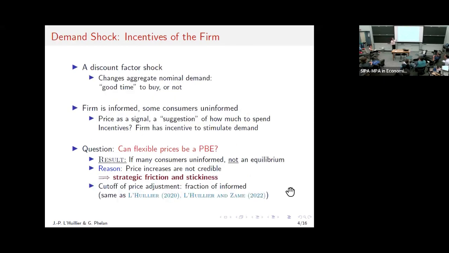Because remember, the idea here is the firm has more information, right? The question is, can the firm stimulate demand? The firm wants to do that. The firm knows more about the aggregate shocks. And so the firm knows, so to speak, that there's inflation elsewhere. And the firm tells me, look, there's inflation elsewhere, I'm going to raise my price. That's not credible. So that's the point. This is what I mean by the firm wanting to stimulate demand, shift the demand curve. The firm cannot do that because this is a credibility issue. That's what gives you the strategic friction.